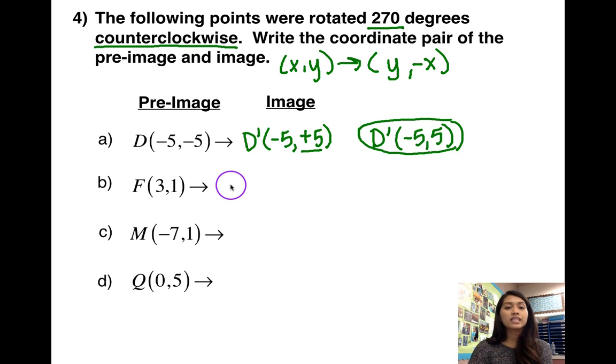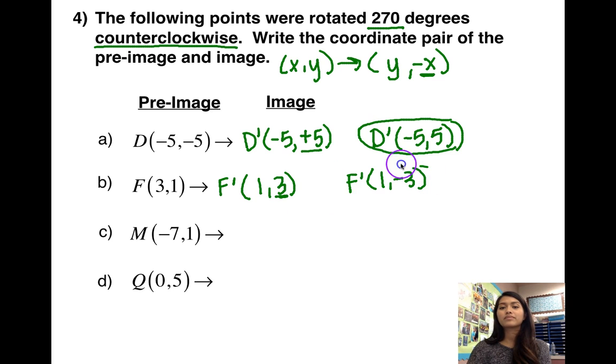Okay, so now moving on to the next one, F prime. Again, we're going to go ahead and switch the values. So now I have 1, comma 3. I am going to have to take the opposite of the new y value. So now that's going to leave me with F prime is 1, comma negative 3. Okay, just keep chugging along.